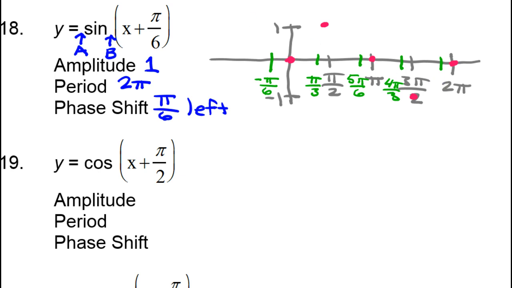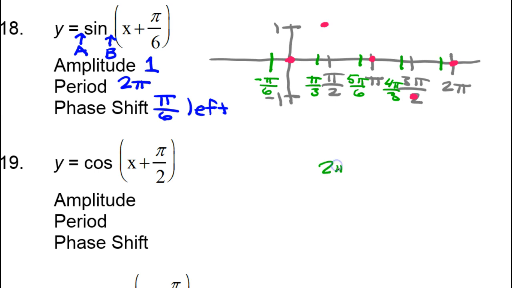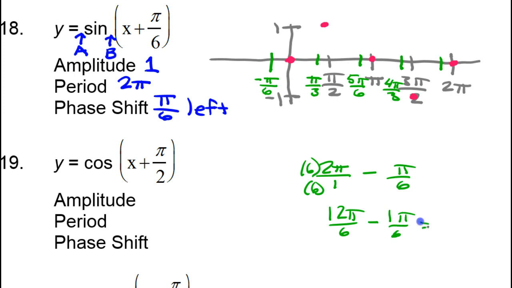And last one. This is 2 pi. All right, so I have 2 pi minus pi over 6. Okay, so 2 pi is the same thing. If I multiply these by 6, that's going to be the same thing as 12 pi over 6. So I've got 12 pi over 6 minus 1 pi over 6. So that is 11 pi over 6.